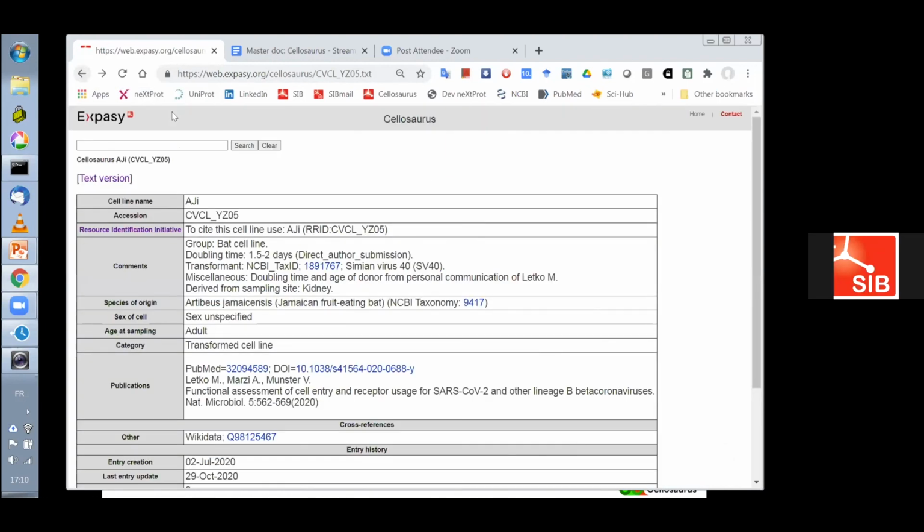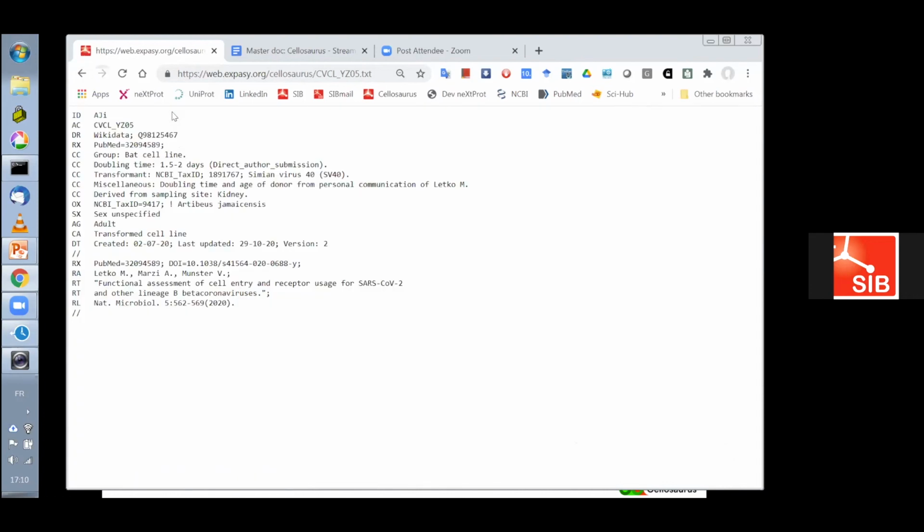There's a question. Are you considering also providing directly a Cellosaurus endpoint allowing SPARQL queries? Yeah, but that's going to be in future developments. Okay.